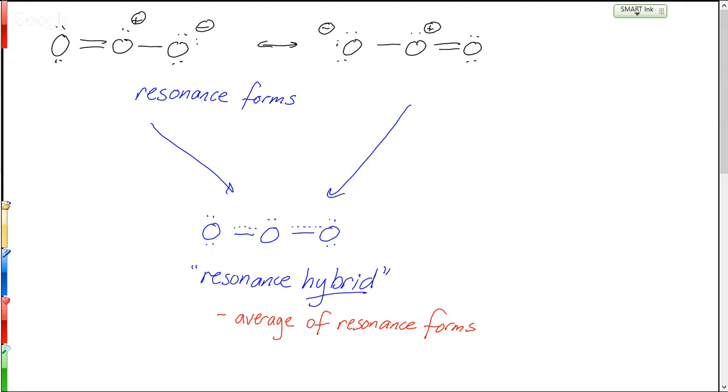In Lewis structures, that's so hard to draw, because we don't have anything to express these ideas of half of a bond. That doesn't mean anything in a Lewis structure. So when we get into molecular orbital theory in the next chapter, that'll make a little bit more sense. But what we can say is that the real ozone structure is kind of halfway between those two.